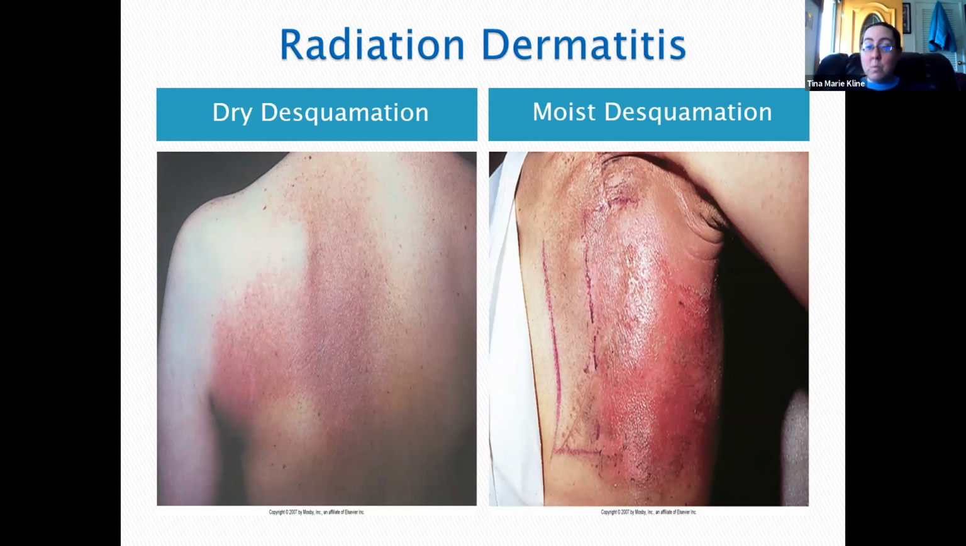Although I will tell you, this wound is not going to heal as long as they are continuing to get radiation at that site. So at that point, it's trying to keep the skin intact as much as possible, reducing the risk for infection, and then promoting the healing once the radiation therapy is finished. But it's kind of gross looking at it.